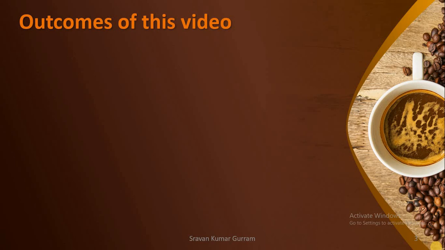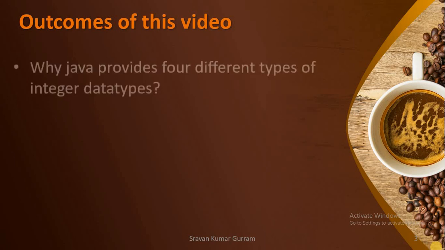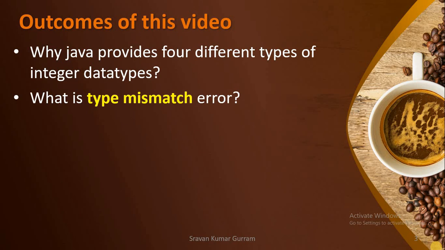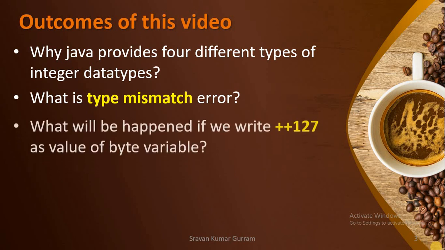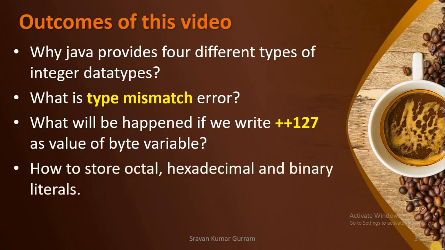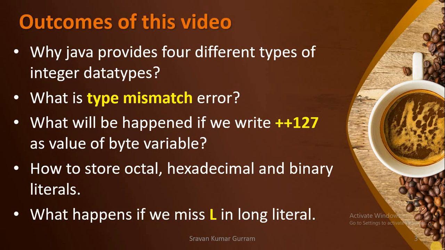After watching this video, you will get the knowledge about why Java provides 4 different types of integer data types, what is type mismatch error, what will happen if we increment 127 as the value of a byte variable, how to store octal, hexadecimal and binary literals, and what happens if we miss capital L or small l in a long literal value?